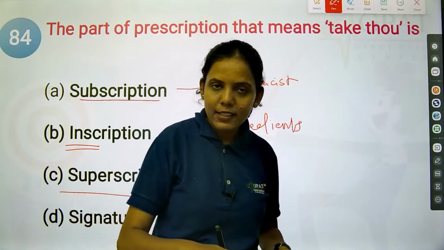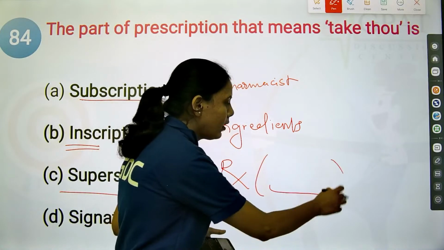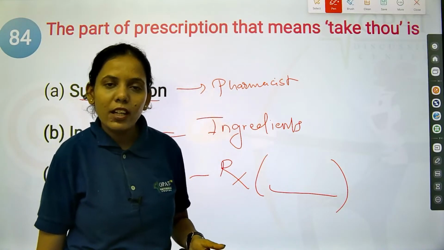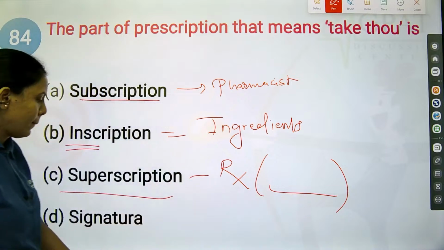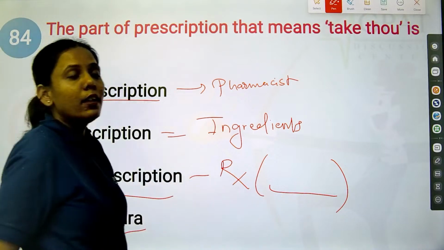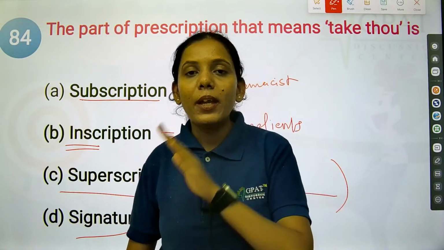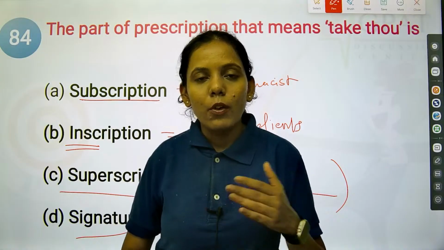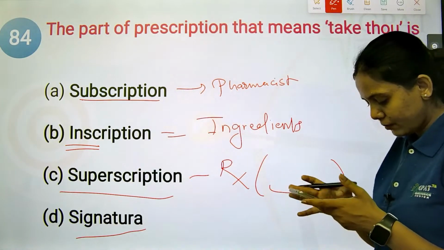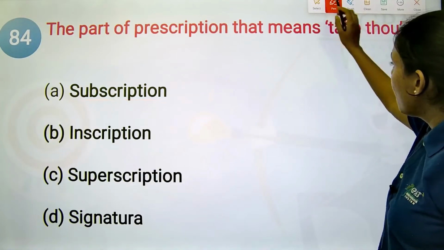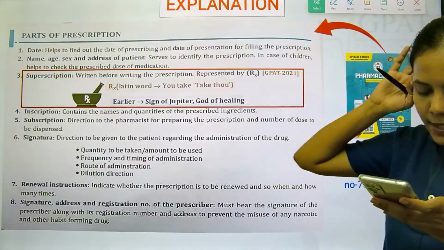Superscription is Rx. That is the symbol of a god of which planet? Can you tell me the planet name? Saturn, Jupiter, Venus, Mars. And signature means the instruction given to the patient. You take before meal, after meal, twice a day, thrice a day, once in a day, like that. Very good. Option C, superscription, is the right answer. Jupiter, Manoj is the right answer. Very good.